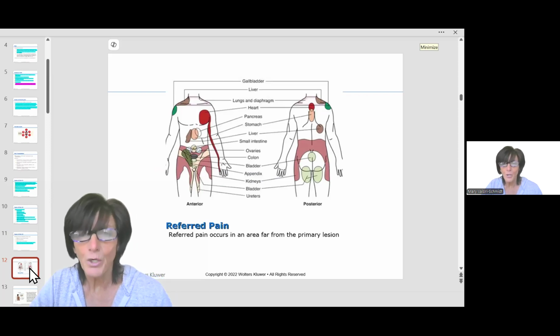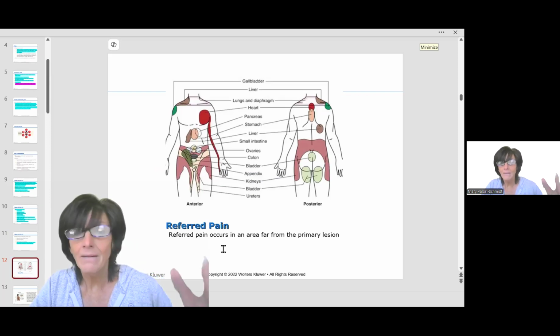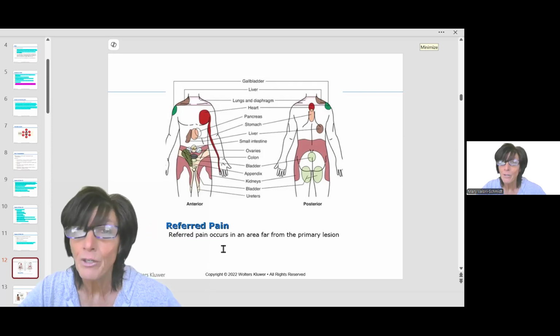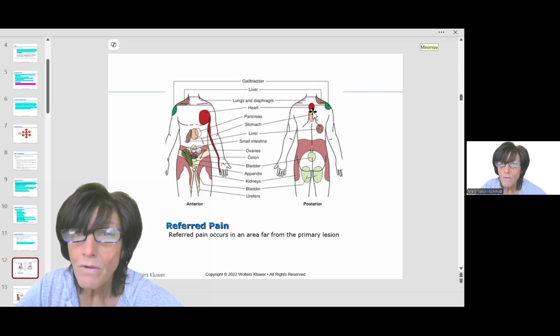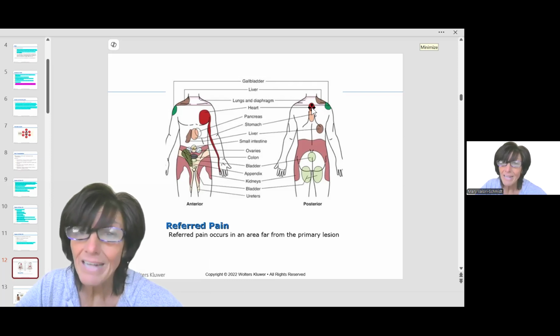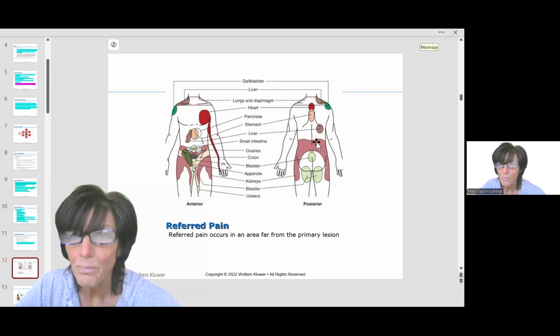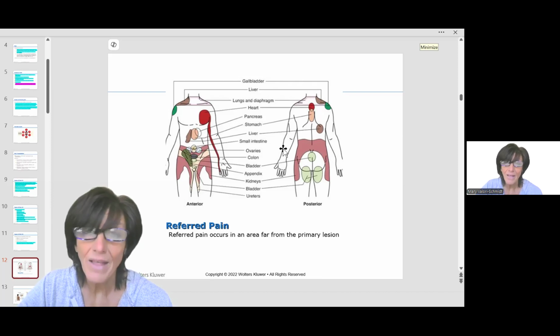Referred pain. So here you go. Referred pain is an area far from the primary site. Okay. So if you're having a heart attack, like I said, you can have pain in your shoulders and your back, your arms, right? So that's referred pain.